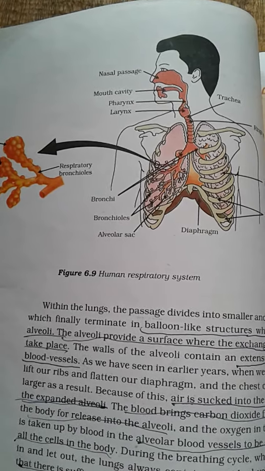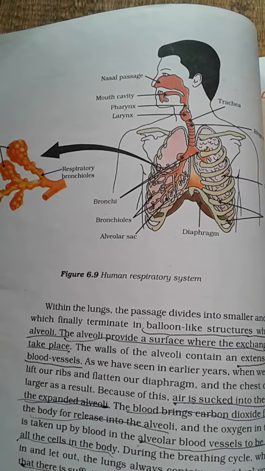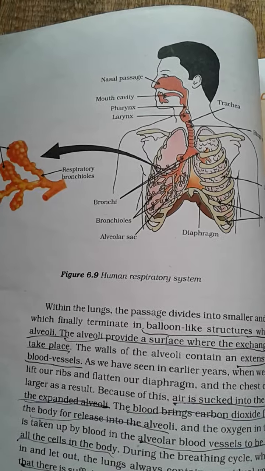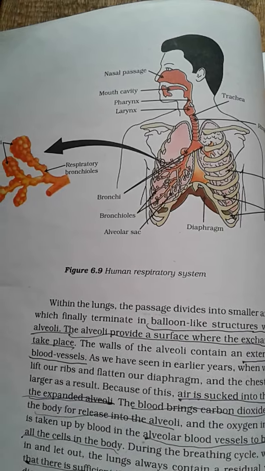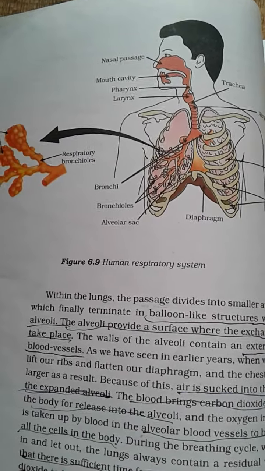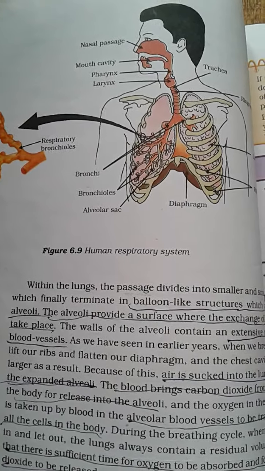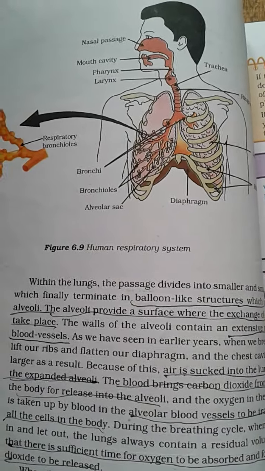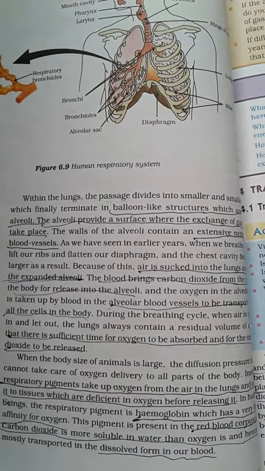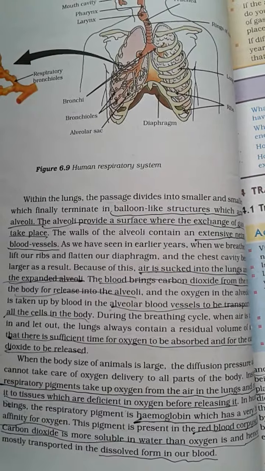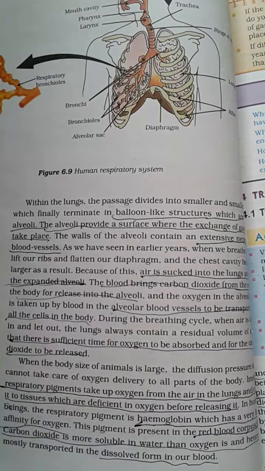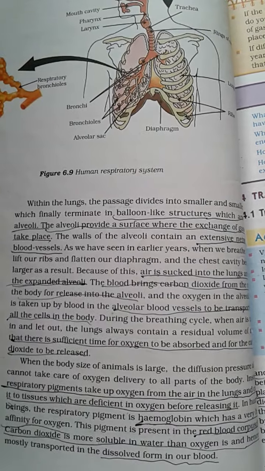Inside the lungs, this passage again splits up into small bronchi. This bronchi again branches into bronchioles. This bronchioles ends up into air sac or the balloon-like structure called as alveoli. So, alveoli or the alveolar sac are the site for the exchange of the gases. When we breathe in air, the chest cavity enlarges, the diaphragm flattens, and the ribs lift up, and thus the air fills in the lungs and also in the alveolar sac.